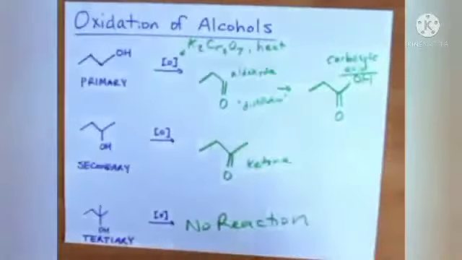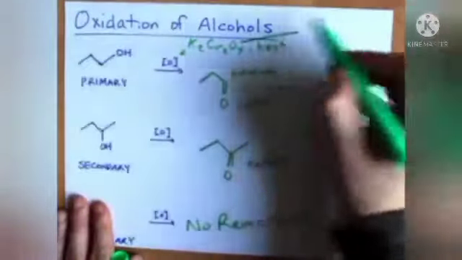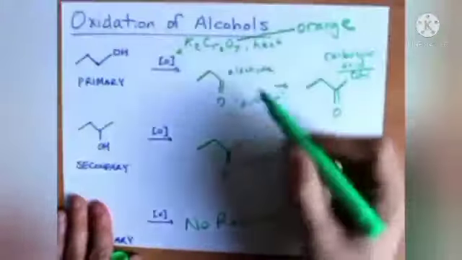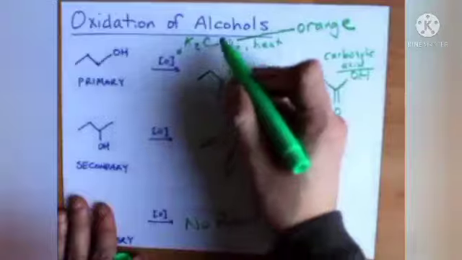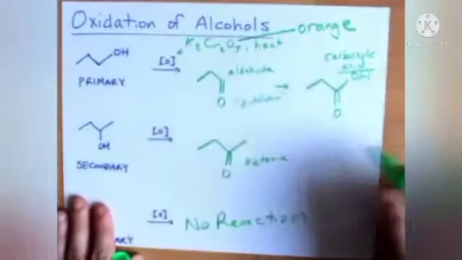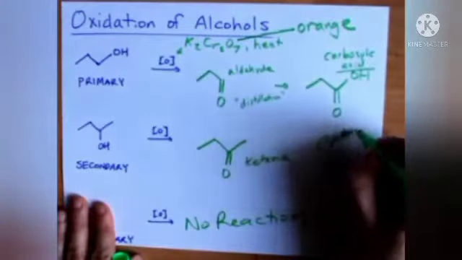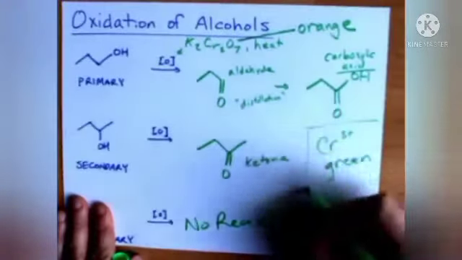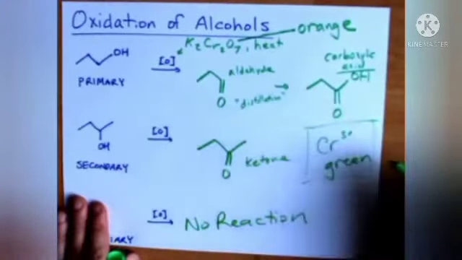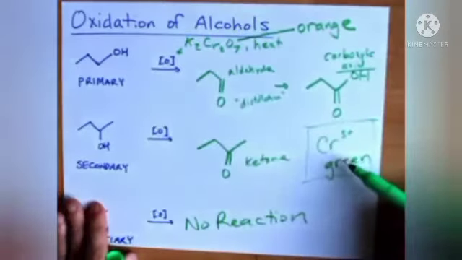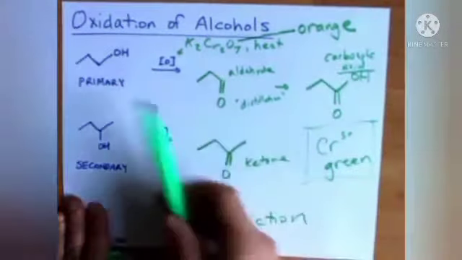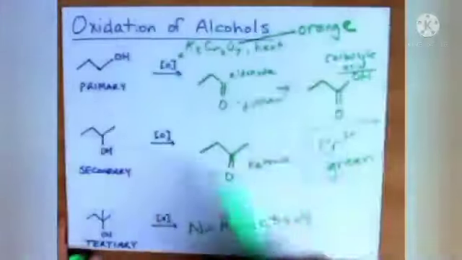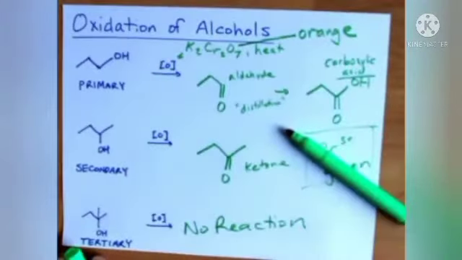The last thing I want to point out is that this dichromate solution originally starts as orange. And as the reaction progresses, the Cr2O7 2- ions become Cr3+ ions, which are green. So you can physically watch the reaction change color from orange to green if primary or secondary alcohols are being oxidized. It's pretty straightforward, but that's everything you'll need to know as a high school student.